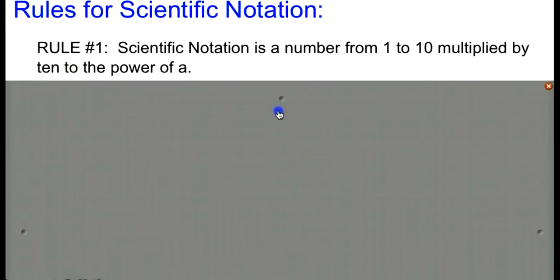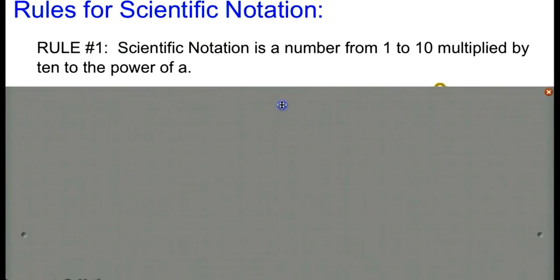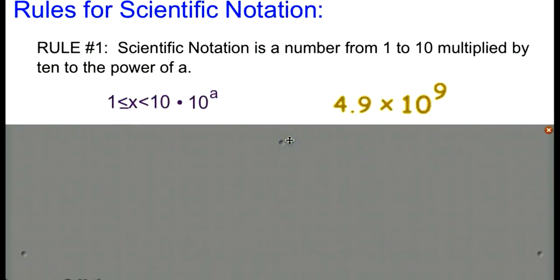Rules for scientific notation. The first rule that you need to write down on your piece of paper is that scientific notation is a number from 1 to 10 multiplied by 10 to the power of a. It sounds very similar to the definition that you just wrote. Here is the algebraic way of writing it. So x has to be greater than or equal to 1, but it has to be less than 10, and we're going to multiply it by 10 raised to the power of a, some number a. Over here is a numerical way of writing it, so 4.9 times 10 raised to the 9th power.